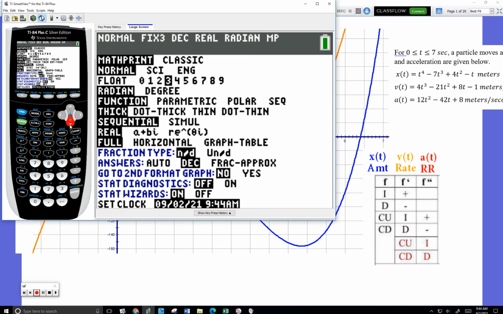Everything else, I just leave it as the default, other than sometimes people have their answer selection down here set to auto. I think for this class, it's better to have it set to decimal like that. So, questions?